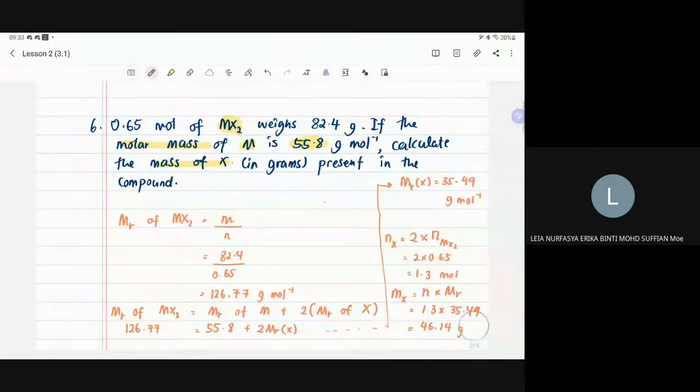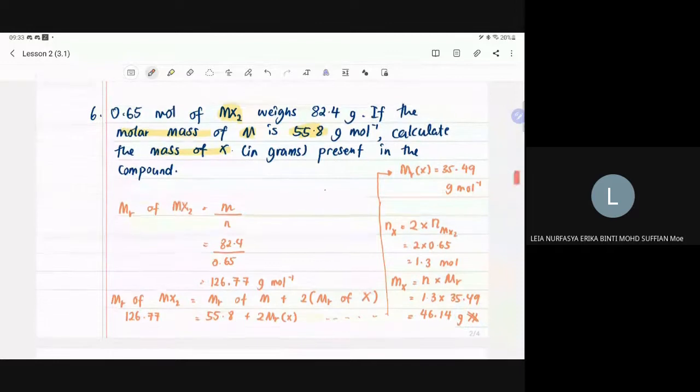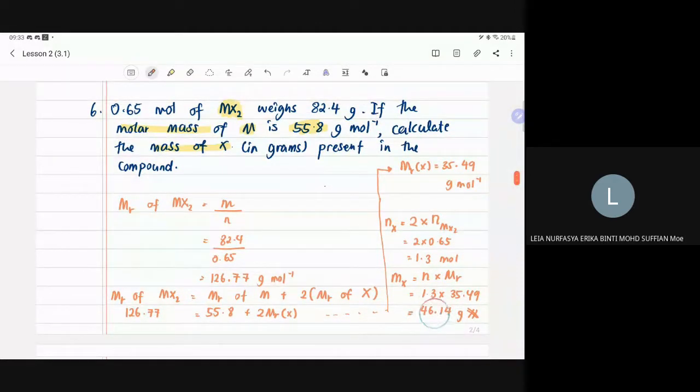46.14 grams. Itu adalah final answer dia. Ada tak yang dapat? Dapat 46. 46.1. Anyone? Hello, ada yang dapat?